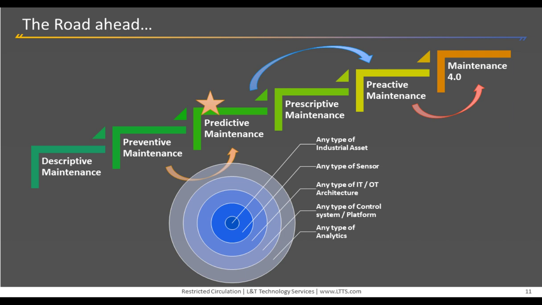How do we see, when it comes to the real digitalization, the road ahead? We have, of course, seen descriptive maintenance. Some of us may still be in the descriptive to preventive aspects of it. However, you see the star there, which indicates that, on average, the overall industry ecosystem has embarked upon predictive maintenance, and predictive maintenance is something that's going to stabilize for a couple of years.